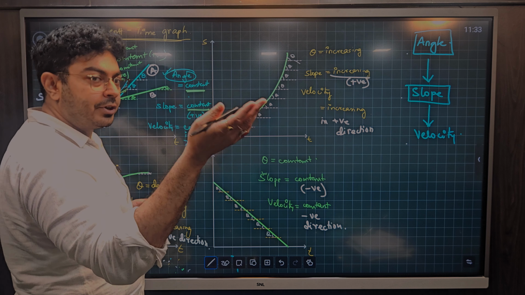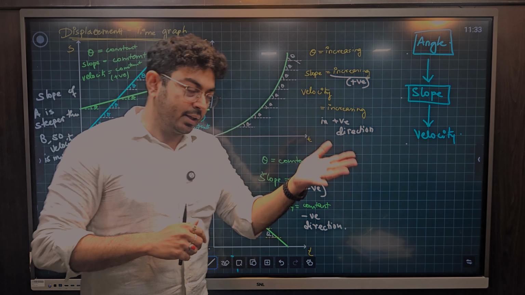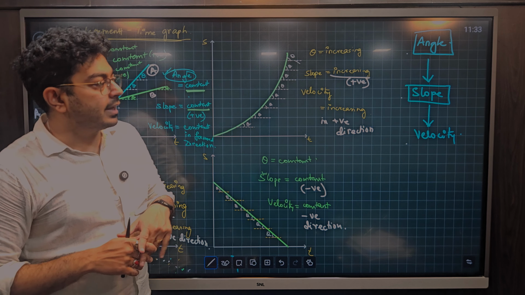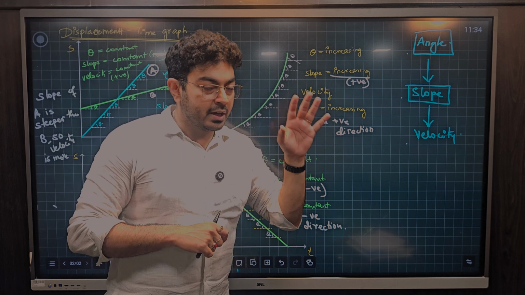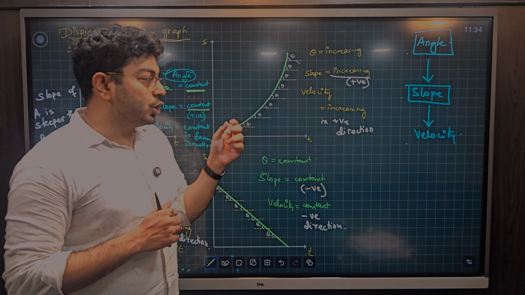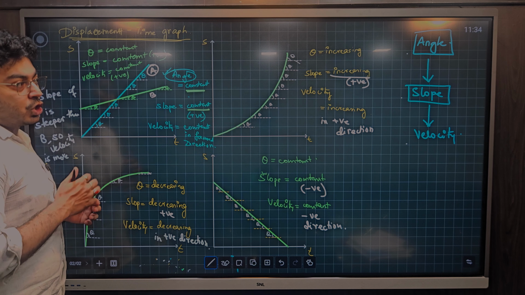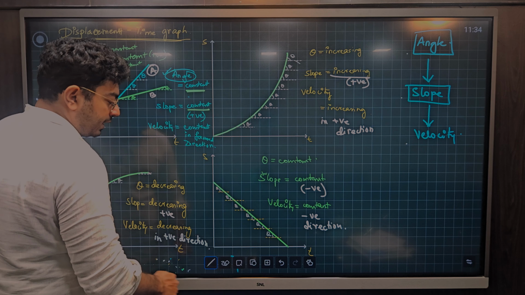In velocity time graph it will be something else. I am going to explain in another video. By the same way we are going to go in velocity time graph, where the slope represents acceleration. So angle, slope, velocity is for the displacement time graph.